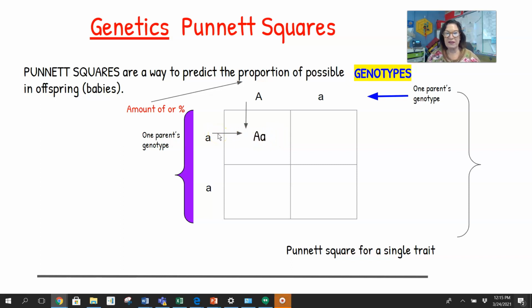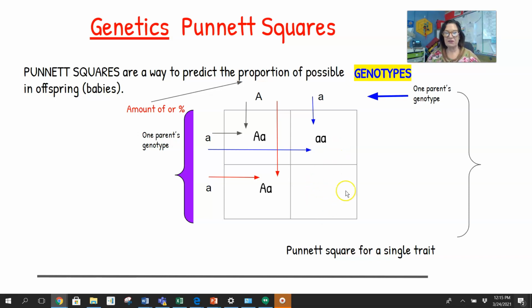So all we're doing is intersecting these. The next one would be big A is going to come down to this bottom one. Little a is going to come over. And here I'm going to have, again, big A, little a, because I have a big A from here, little a here, we intersect here. Then over here I have my little a coming down, and I have this little a coming down. So this is going to give us little a, little a.